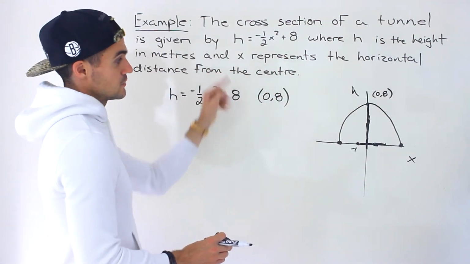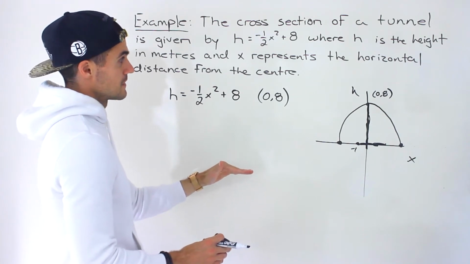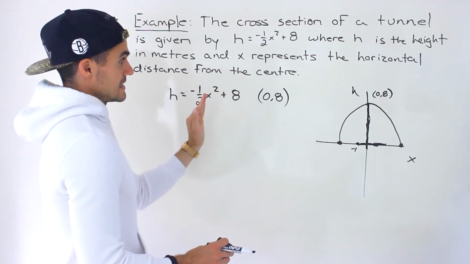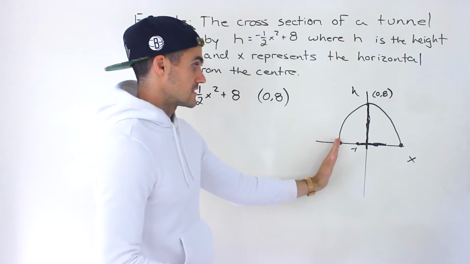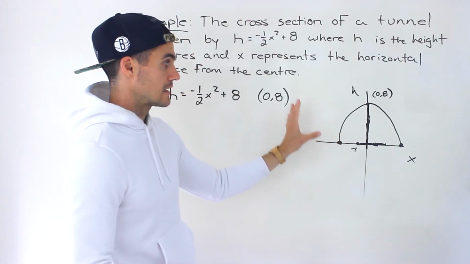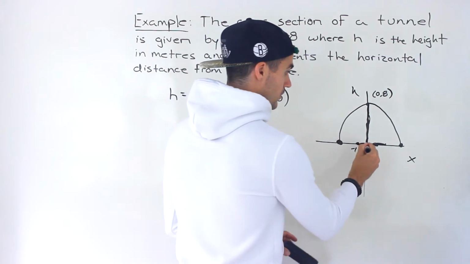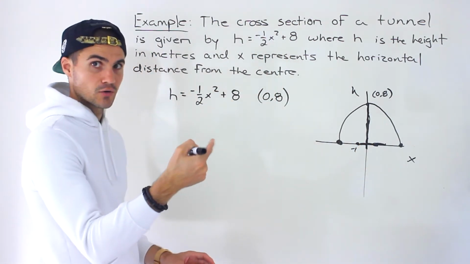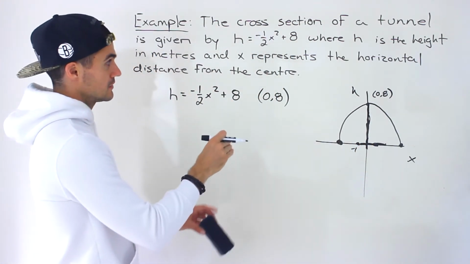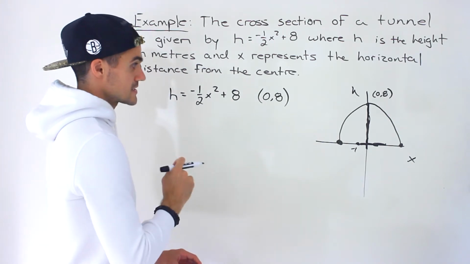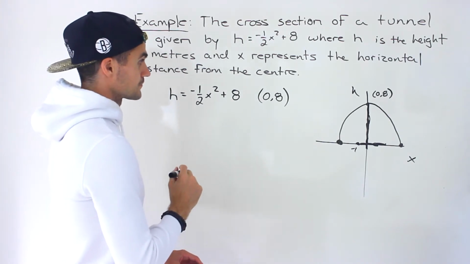Sometimes this x value, actually that's going to happen in part C, represents the distance from one of the ends of the tunnel. So in part C, we're going to take this parabola and shift it so that this point is at the origin. So then the x value is going to represent something else. But in this particular case, x represents the horizontal distance from the center.